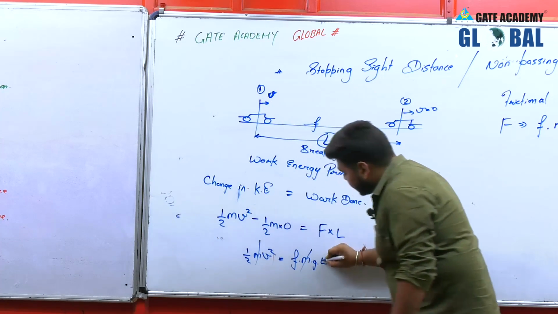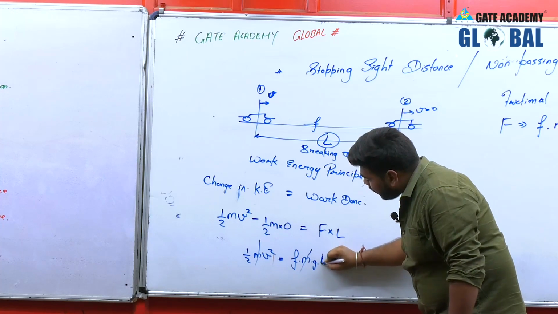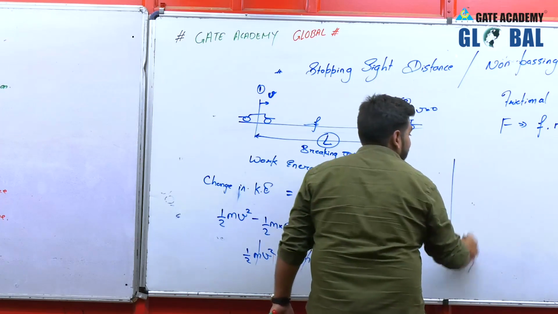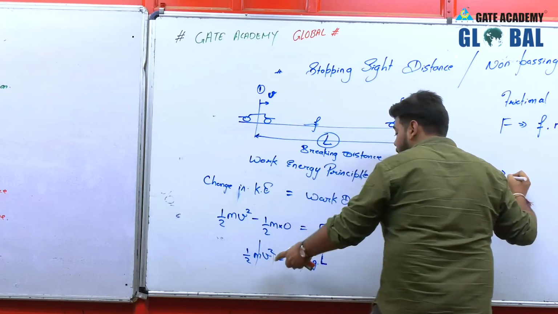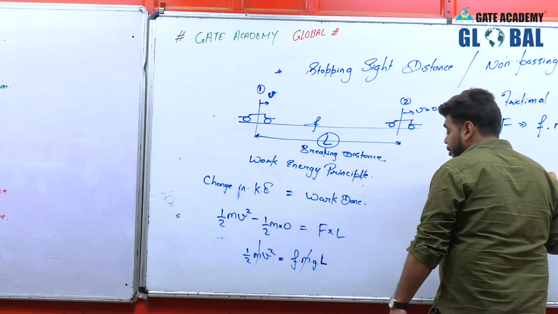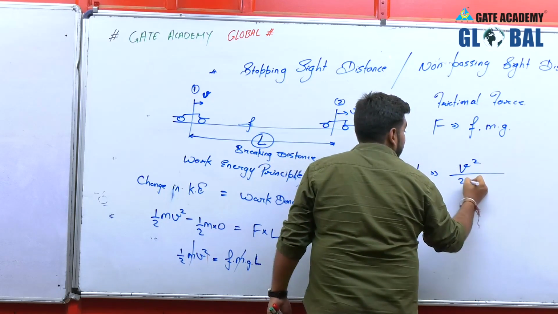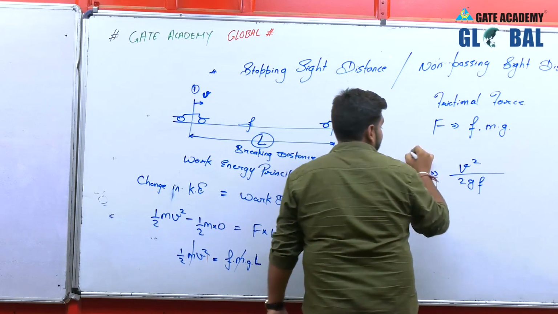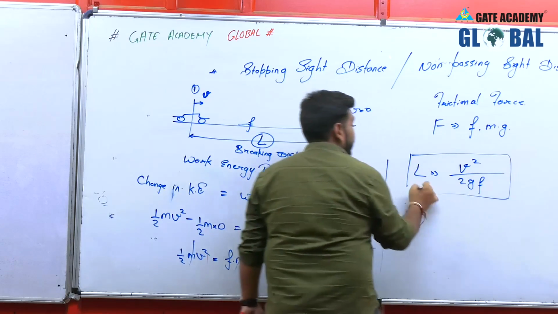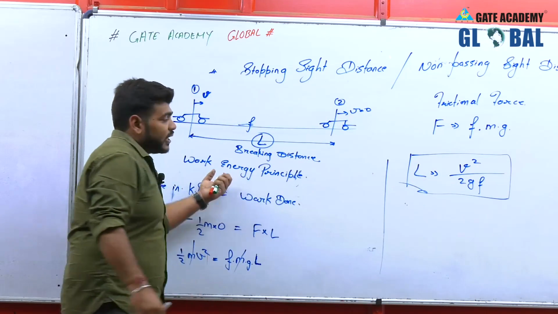This capital L is the value of braking distance, and we'll finally get the expression L is equal to V square by 2gf. This is the braking distance we are going to get from this work energy principle.